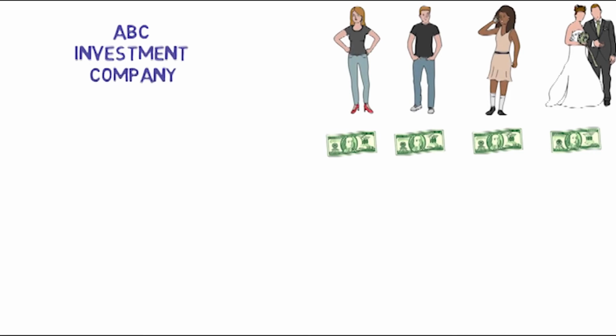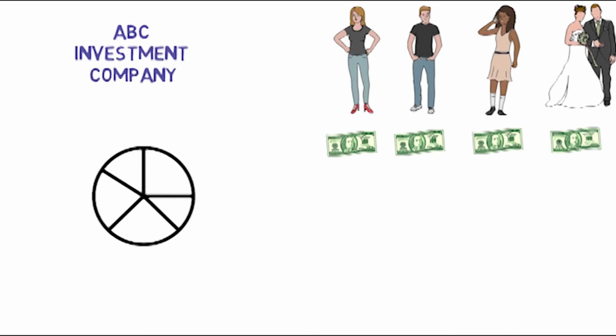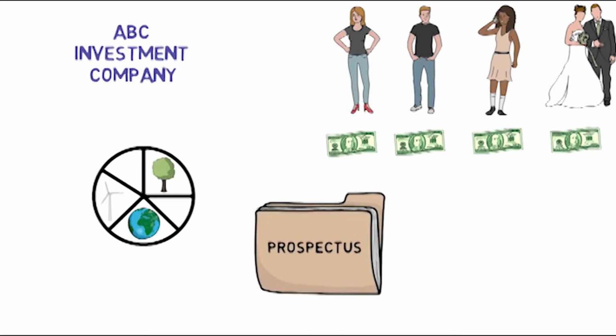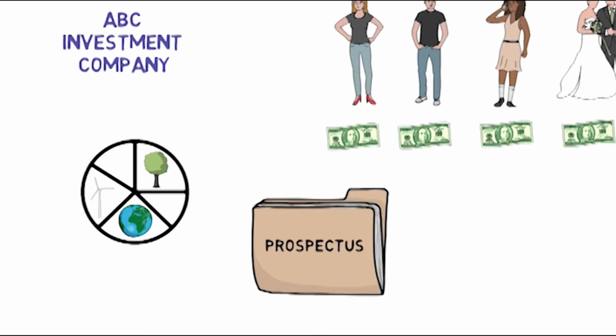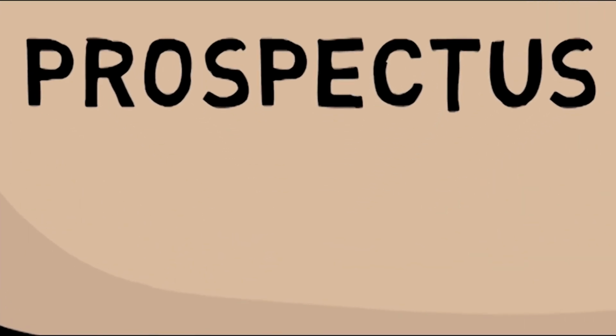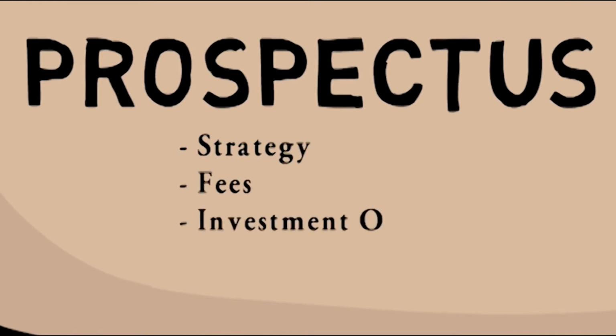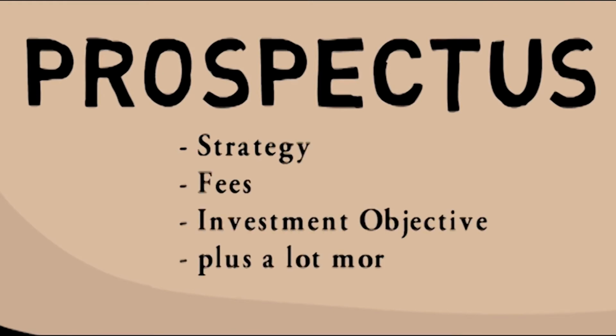ABC Investment Company launches a mutual fund. This specific mutual fund is only going to invest in environmentally friendly companies. You read through their prospectus to determine if you want to invest in it. A prospectus is a document that every mutual fund manager must make available to investors. It describes the strategy, fees, investment objectives, and many other important details of the fund.